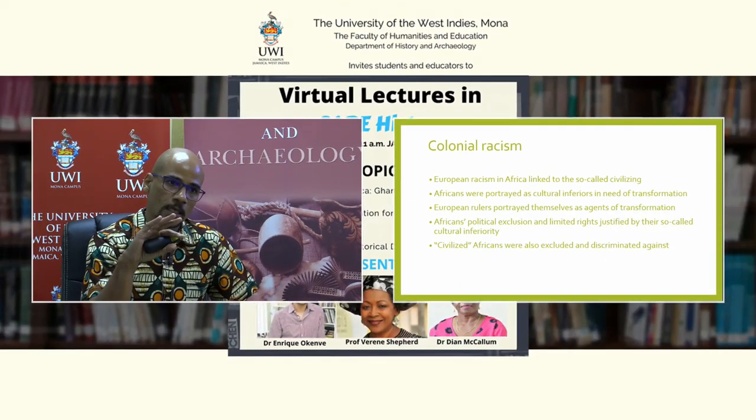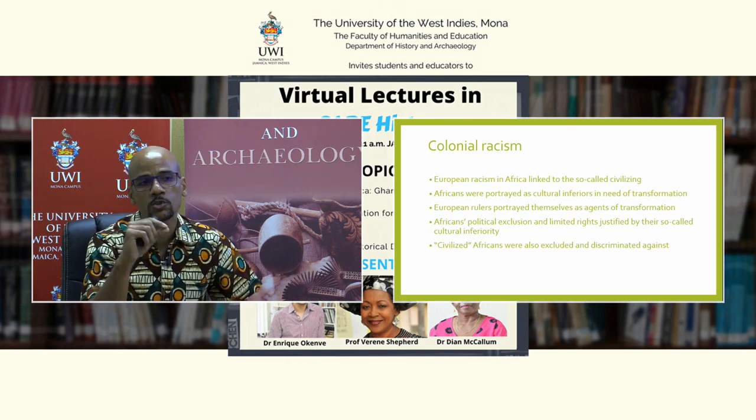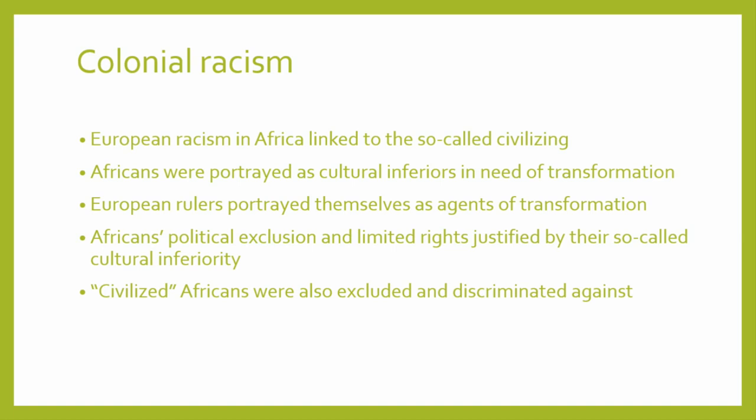And the last point I wanted to highlight is the issue of colonial racism. An important thing, I said earlier, is that it's slightly different from the form that we find here. In colonial Africa, Africans are mostly discriminated against on the basis of their so-called cultural inferiority. As a result, Europeans justify colonial domination, saying, oh, we are here to civilize Africans. Once they are civilized, we will be able to give them back control over their countries.